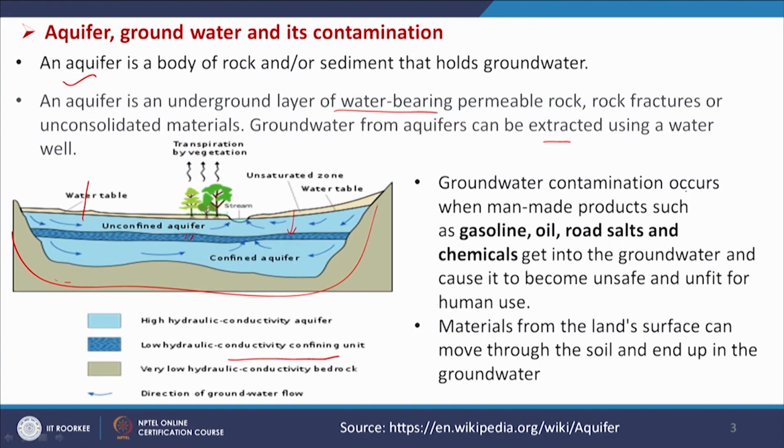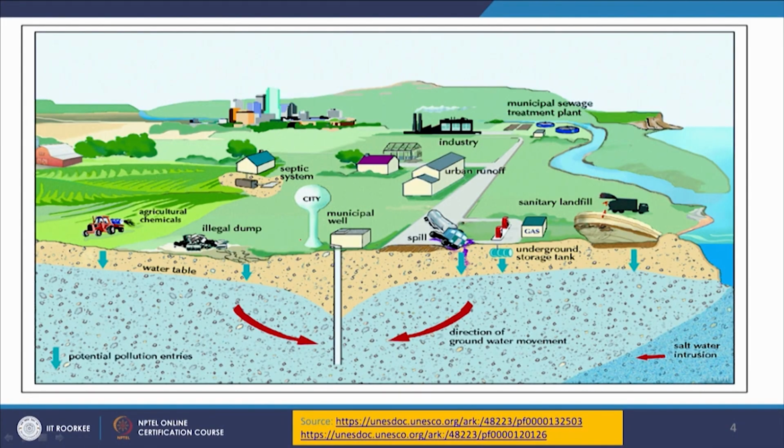Groundwater contamination occurs when man-made products such as gasoline, oil, road salts and chemicals get into the groundwater and cause it to become unsafe and unfit for human use, and materials from the land surface can move through the soil and end up in the groundwater. So, percolation takes place. The hydraulic conductivity of the soil plays a role in allowing the water to go from the surface to the aquifer through the surface layer, and these are the different activities.